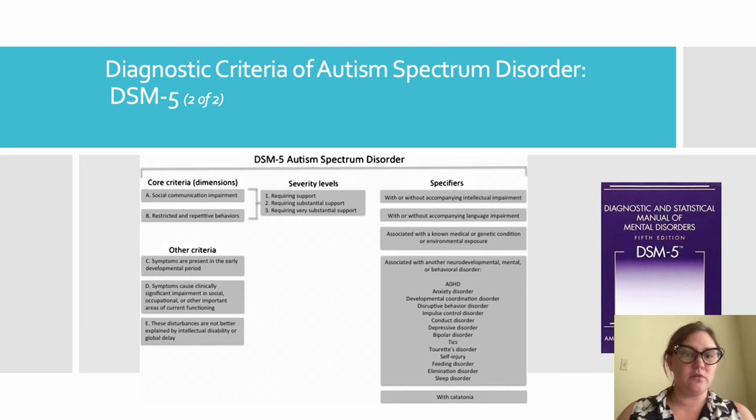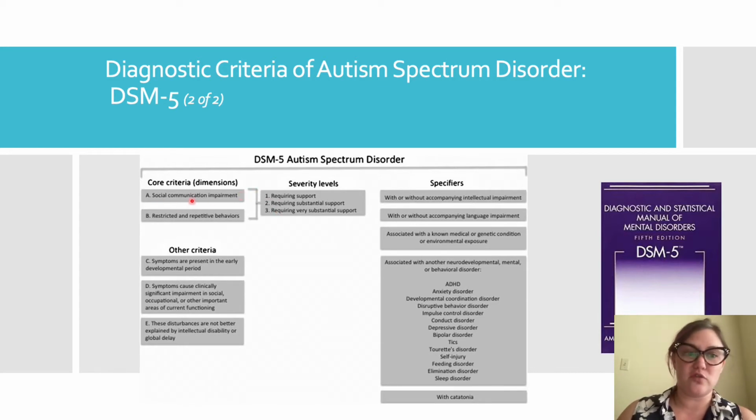So you will see right here that we have the 2 core dimensions, and as I mentioned before, that's a shift away from the DSM-4 TR where there were 3 core dimensions. They've made it into 2, and one is social communication, and the second is restricted and repetitive behaviors. For each one of these core criteria, when you make a diagnosis of autism, you also have to indicate a severity level for each one of these criteria.